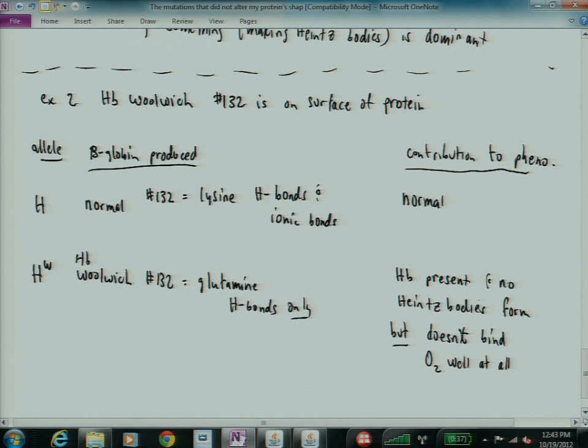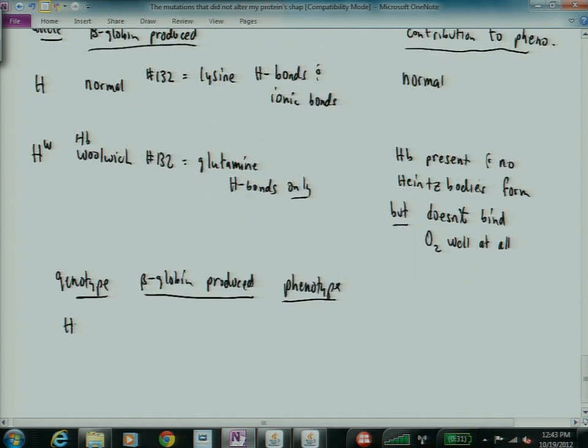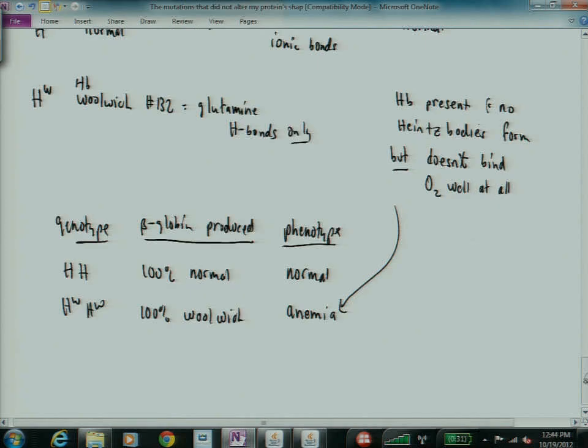And so if we write up our genotype, beta globin produced, and phenotype, we're going to do the same drill. So big H, of course, is 100% normal, and that's normal. Big HW is 100% Woolwich, and these guys have anemia. Sort of regular anemia because of this. Right? And the big question is big H, big HW.